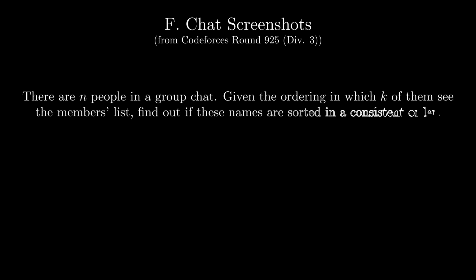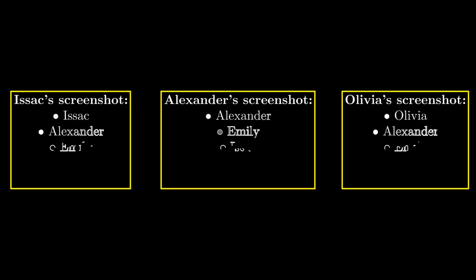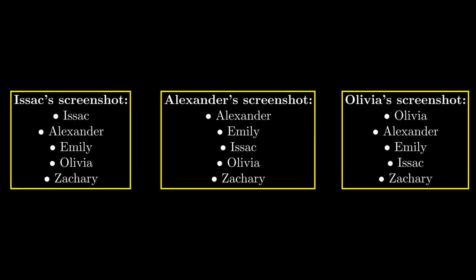We're told that there are n people in a group chat. Out of these n people, k people post screenshots of their fellow texters' names with their name being at the top of the list. We want to find out if these names are sorted in a particular order that is consistent with the screenshots. For example, the names could be sorted in alphabetical order. Then each person would see all names with their own ordered lexicographically. Of course, in this case, we don't know what the ordering is.